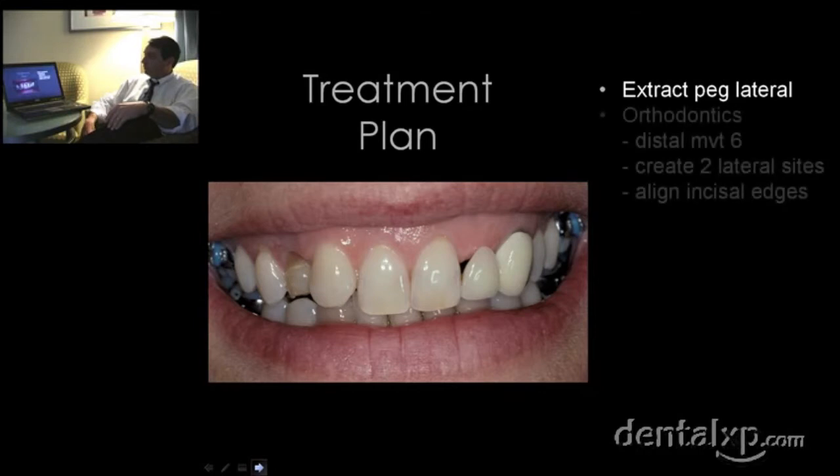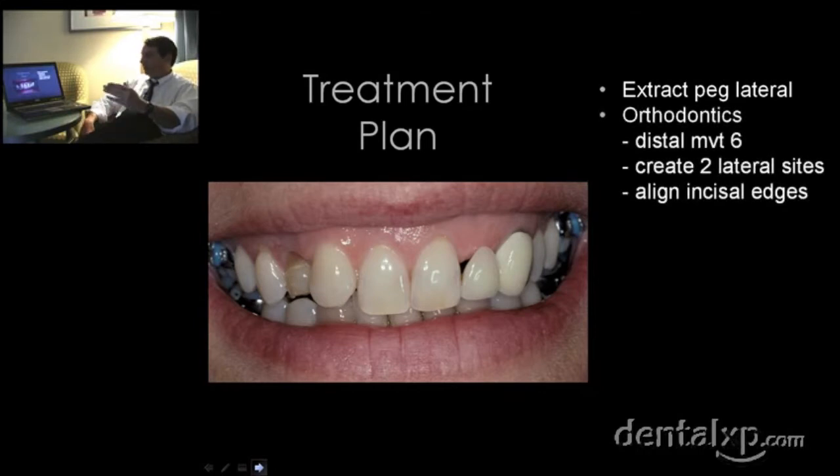So what we did is we decided to get orthodontics involved, and ideally we wanted to distally move tooth number 6, which was in the lateral spot, to put it where tooth number 6 is. We also would like to create 2 lateral incisor spots. So in the lateral incisor spots, we would then replace those with either implants or with prosthetic replacement for Pontics. And then also, the orthodontics would allow us to align incisal edges.